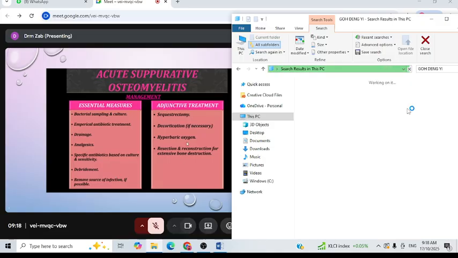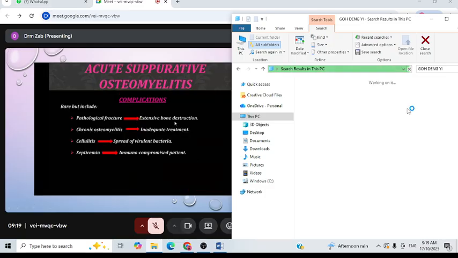For adjunctive treatment, this is where you need to do sequestrectomy. Decortication is usually reserved for chronic cases, hyperbaric oxygen, and then resection and reconstruction for extensive bone destruction, right? Only for extensive bone destruction, all right? So what happens if you don't properly treat acute osteomyelitis? There will be pathological fracture, it will transform into chronic osteomyelitis, it can lead to cellulitis, and the worst thing, it can lead to septicemia.